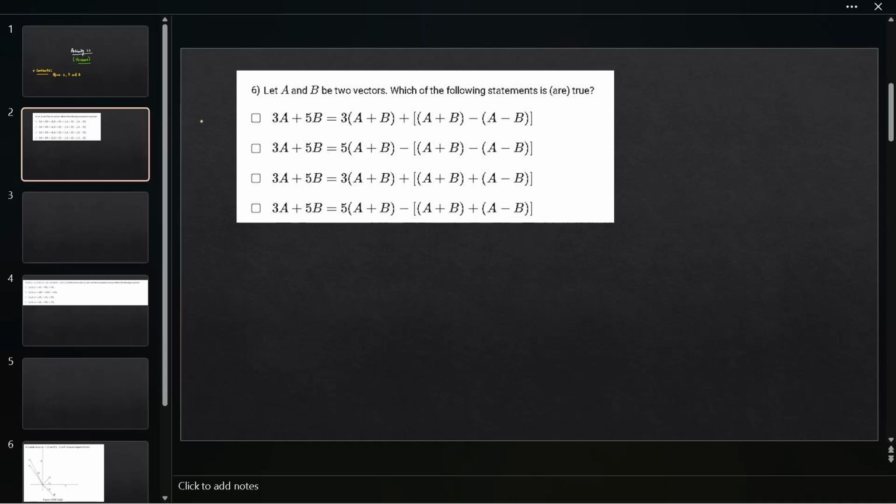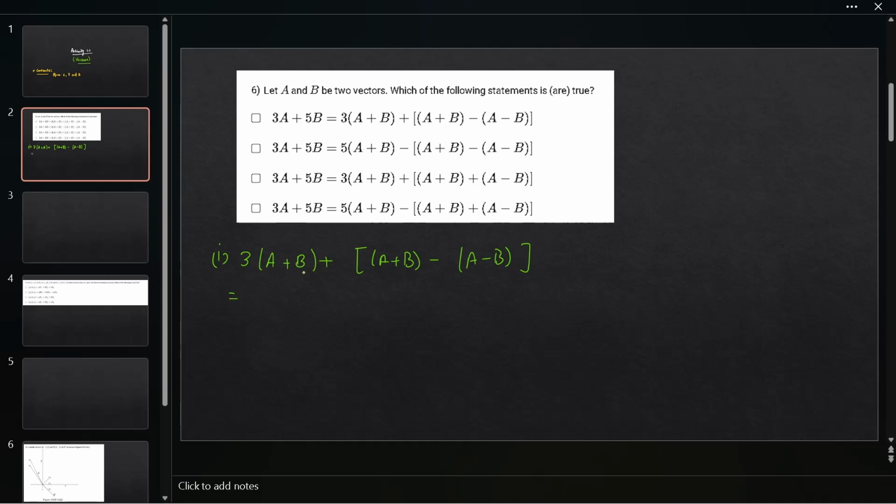In question 6 we know that A and B are two vectors, and we must decide which of the following statements are true. So let's start with analyzing the first option. We analyze the right hand side of the option first. We are given 3 times (A plus B) plus (A plus B) minus (A minus B). We want to simplify this expression.